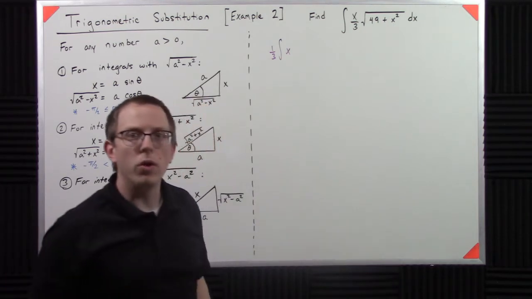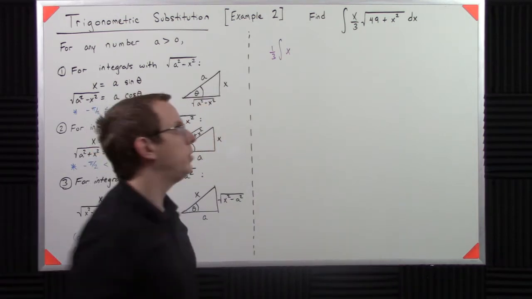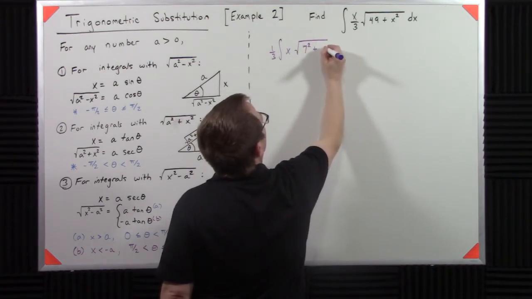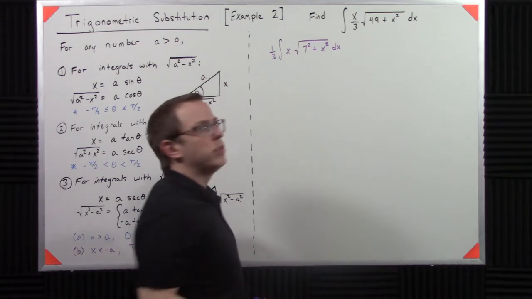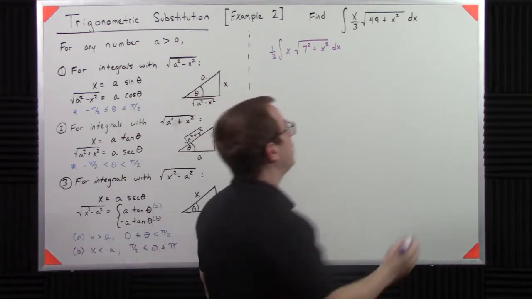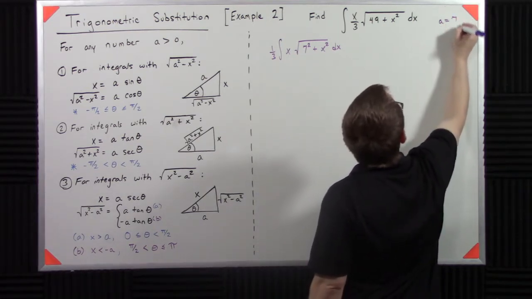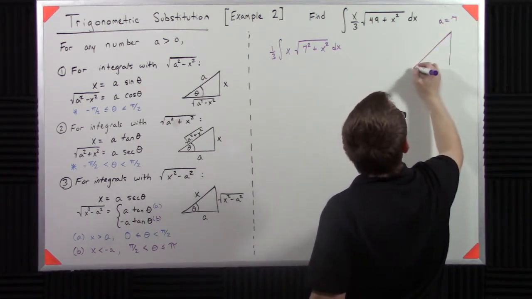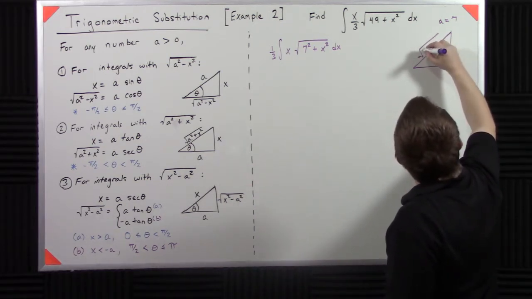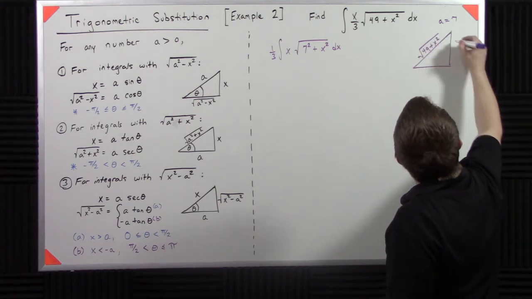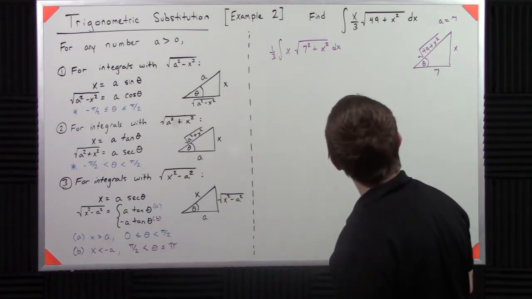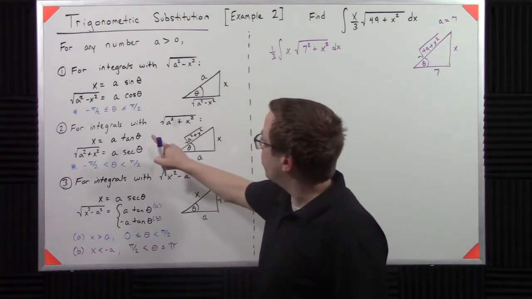I'm going to go ahead and pull that 1/3 out. We don't have to do that, but I'm going to do that. So now I have 7 squared plus x squared dx. What that tells me is that a is equal to 7. And that gives me this associated triangle. What that will also give me is this.